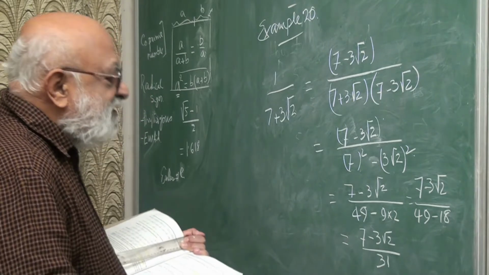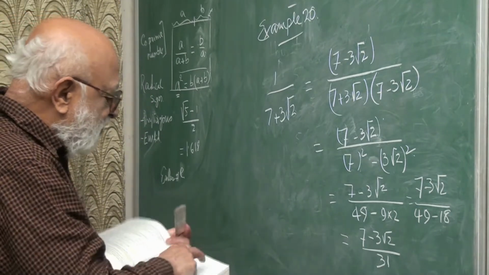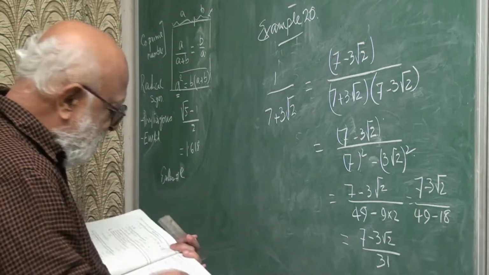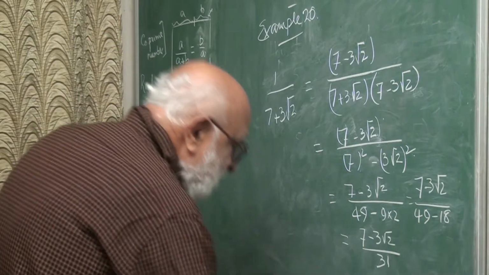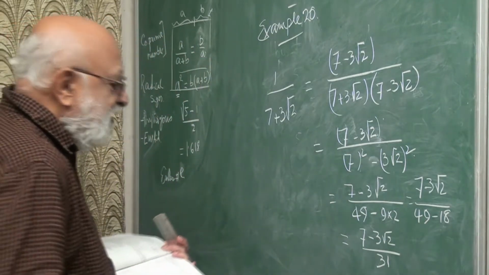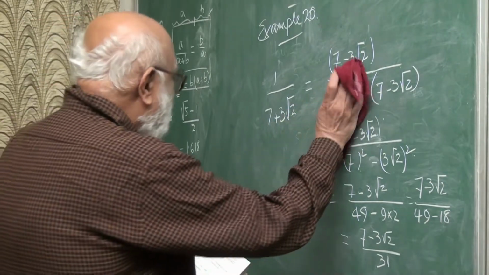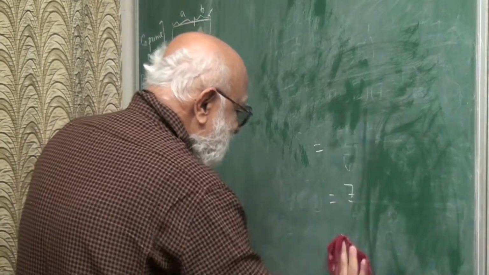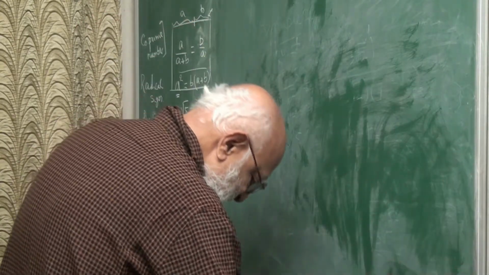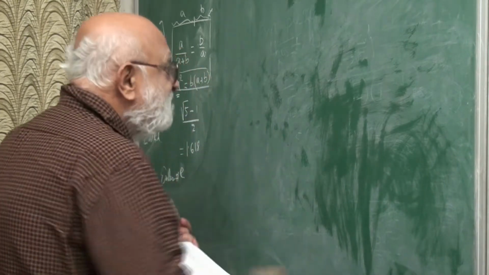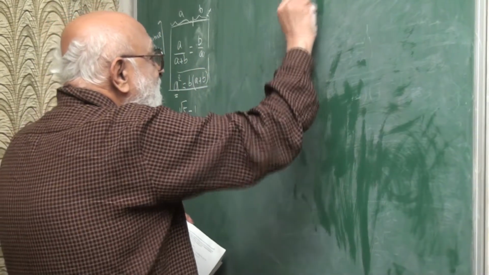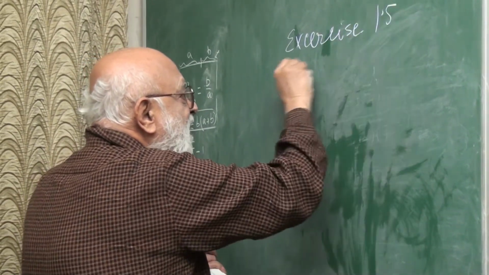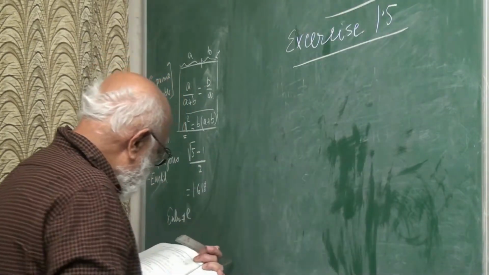So we have been doing what is known as rationalizing of the denominator, and we told you the reasons and advantages of doing it. Okay, so we have done the examples, 20 examples. Now we come to Exercise 1.5, right? Okay. Now what does it say?